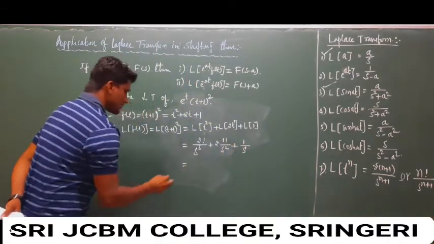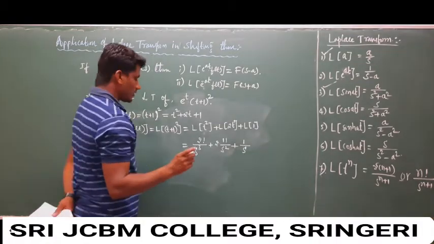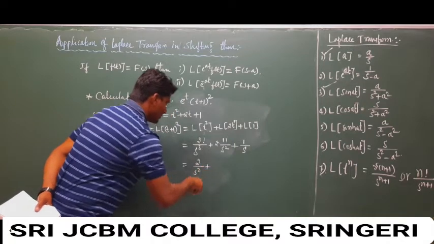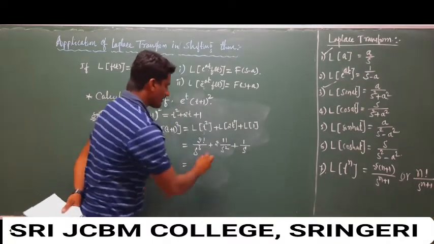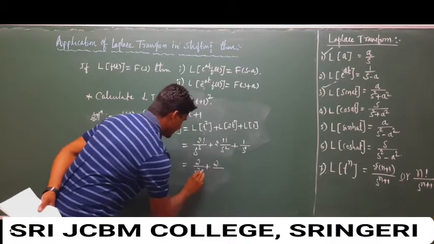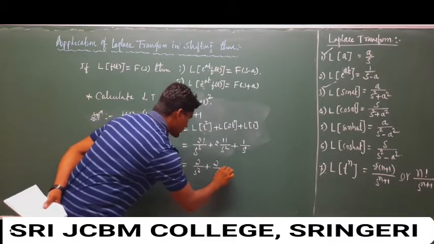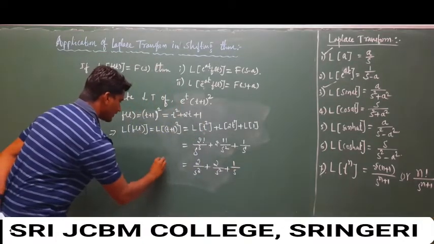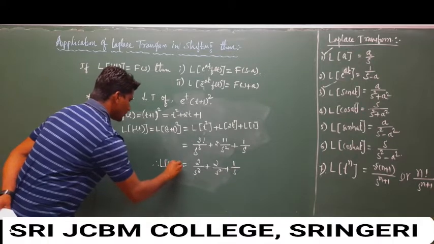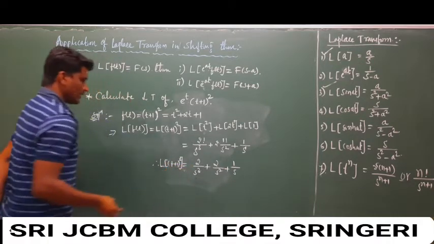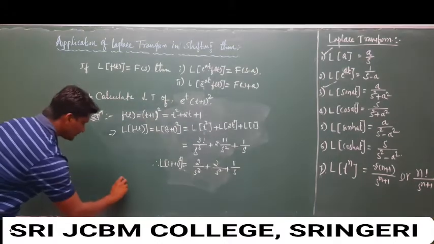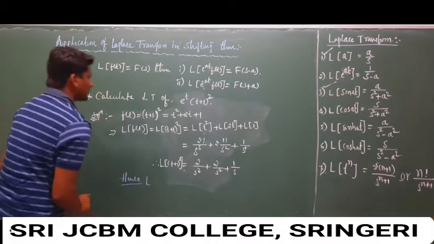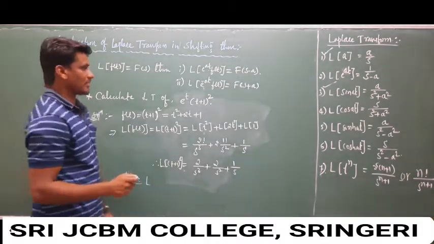So by algebraic simplification, 2 factorial is 2 only, so 2 over s cube plus 2 over s square and 1 over s, and this is nothing but the Laplace transform of t plus 1 whole square. Hence, now apply the shifting theorem.